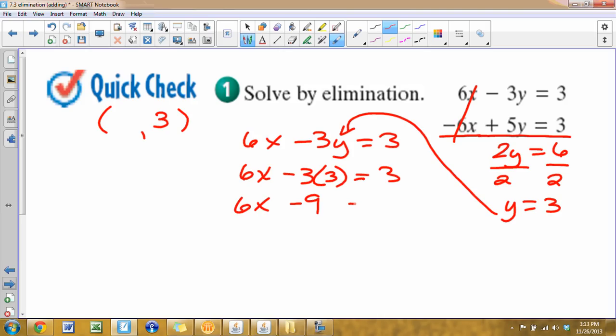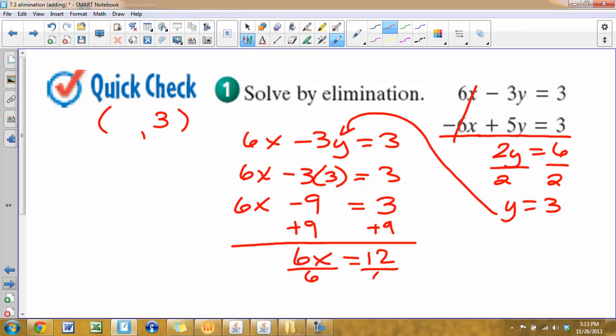3 times 3 is 9. Whoops. Can't write and talk. I'm going to add 9 to both sides. 6x equals 12. Divide both sides by 6. And x equals 2. Put my 2 in there. And my solution is (2, 3).